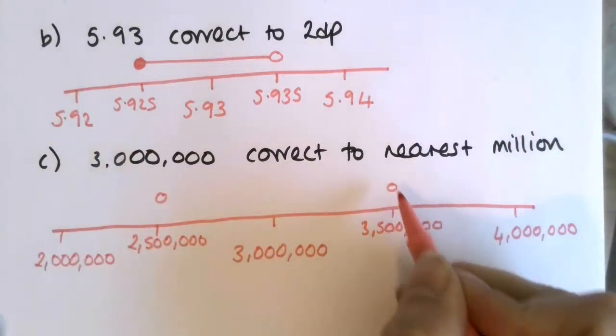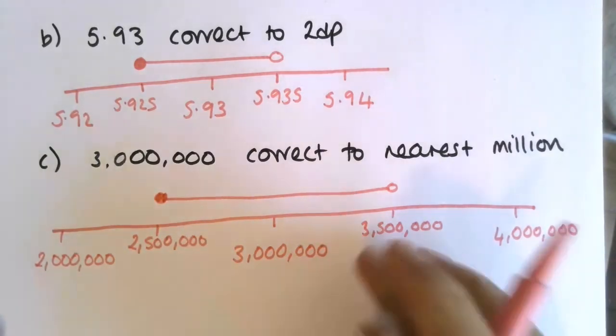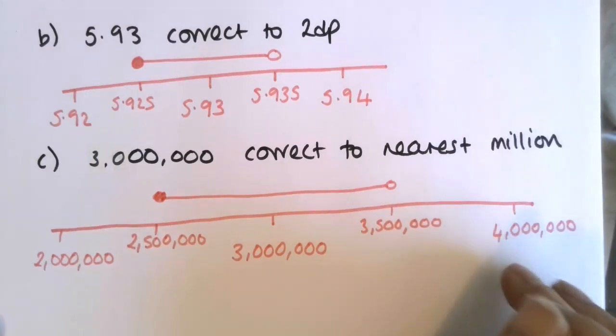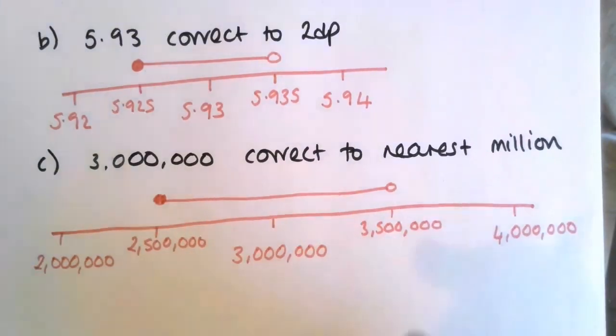So there are two bounds. 3,500,000 will round up to 4 million, so it's everything up to, which would really be 3,499,999.99. Okay, so that's all you have to do, and that little sneaky trick of doing the wee halfway in between points works every single time. Okay, that's it for bounds. See you next time.